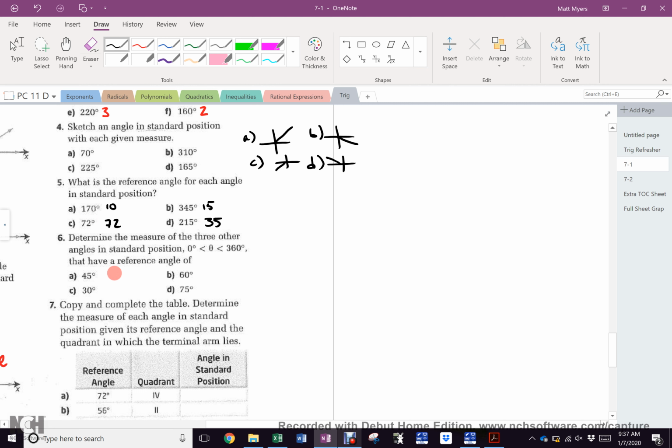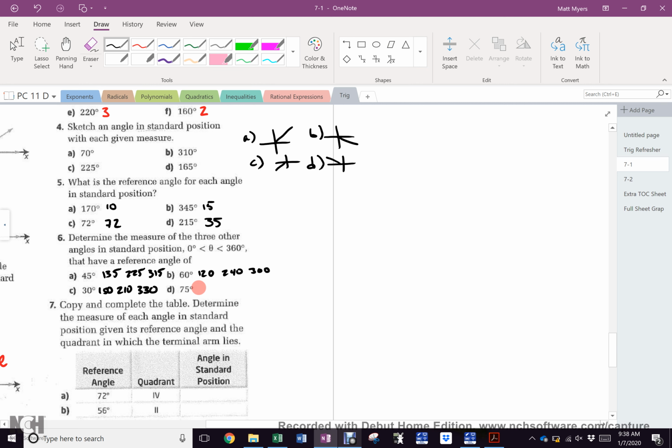Now, this one got a little tricky. Some people were asking about it. Determine the measure of all the angles that have that reference angle. Well, 45, what's 45's reference angle? 45. The next one is going to be 135, because it's 180 minus, right? And then the next one is going to be 225, because it's 180 plus, and then 315, because it's 360 minus. 60 is 60, 120, 240, 300. 30 is 150, 210, 330.